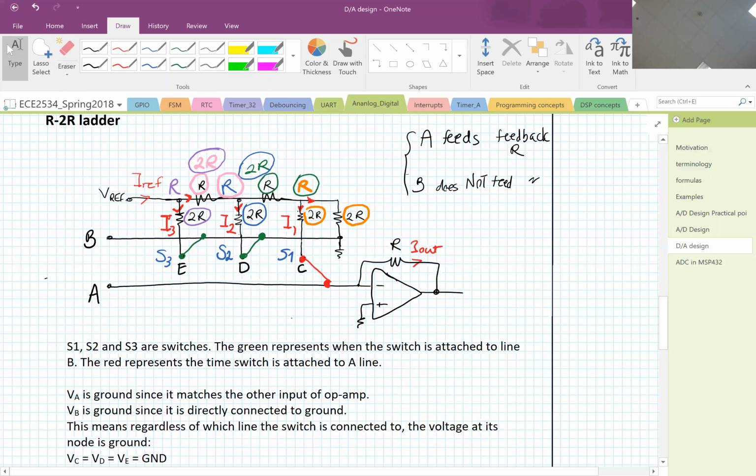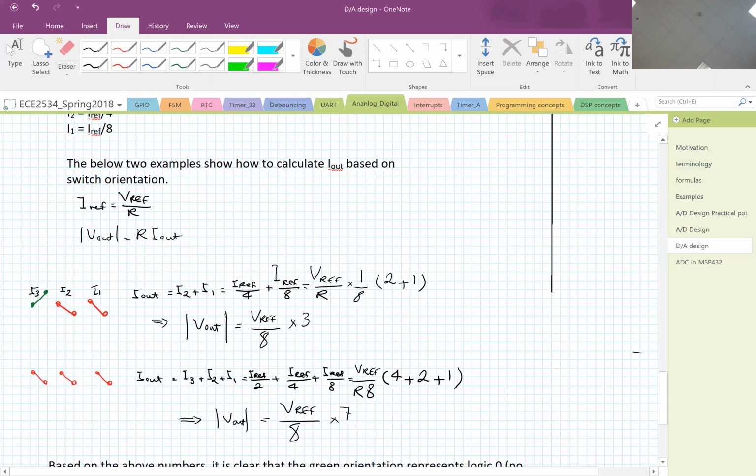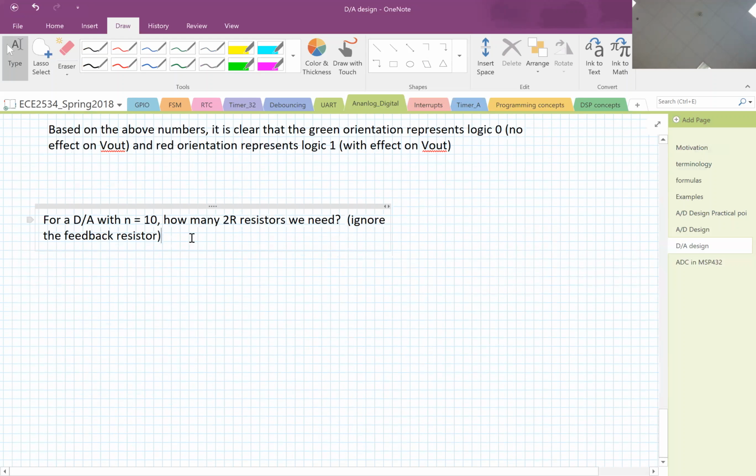Whatever N is, it's N plus 1, because every switch has one 2R resistor, and there's one extra at the end. Why do we need that extra one at the end? It's just because, remember how these two become parallel and make an R, so you need that to weight the last one. There's nothing special about it. So the answer to that is N plus 1.